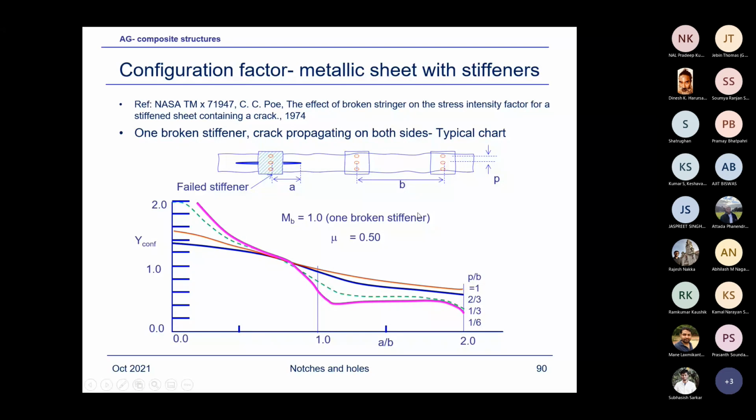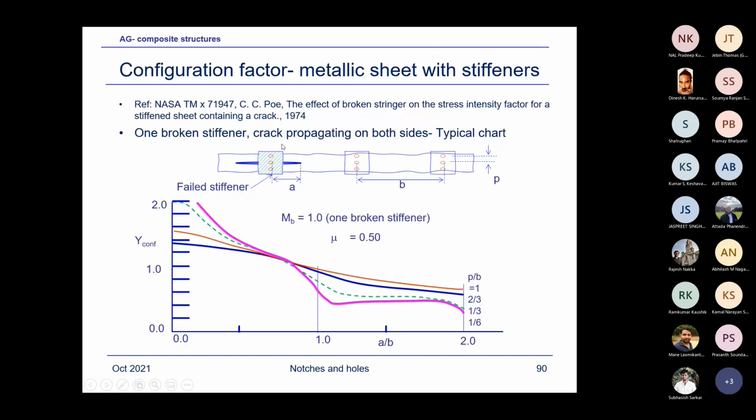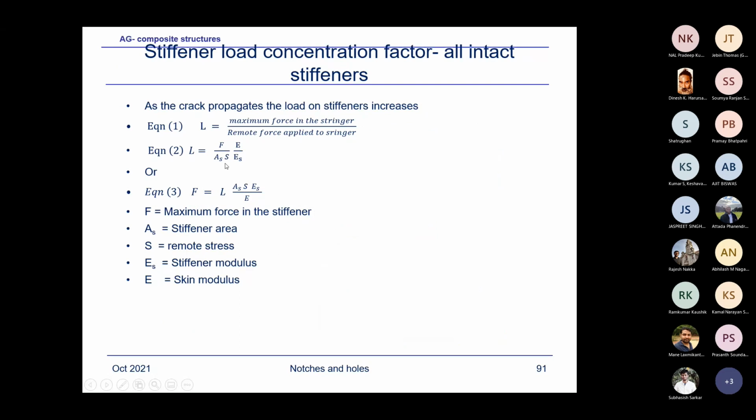Okay, won't go to details of this. And then you can determine after failure of the stiffener, what happens when the crack is propagating. That means the stiffener is loaded, picking the load. It doesn't provide the configuration reduction factor, because when the crack is approaching here, more and more load is being shared by the stiffener. And that's what is being shown over here. The force in the stiffener is basically increasing. Won't go into the details of it.